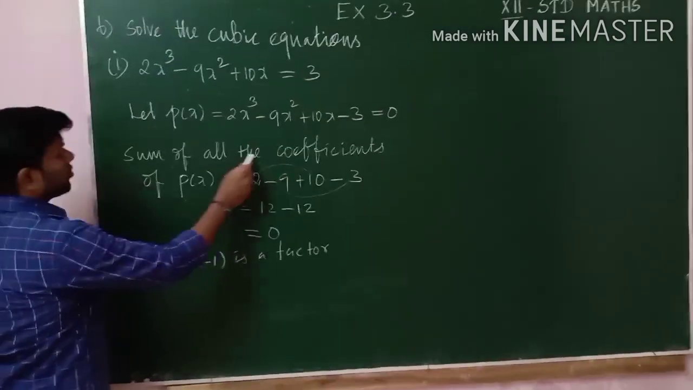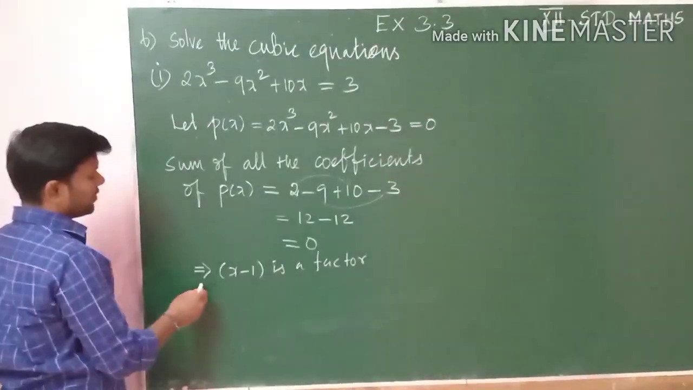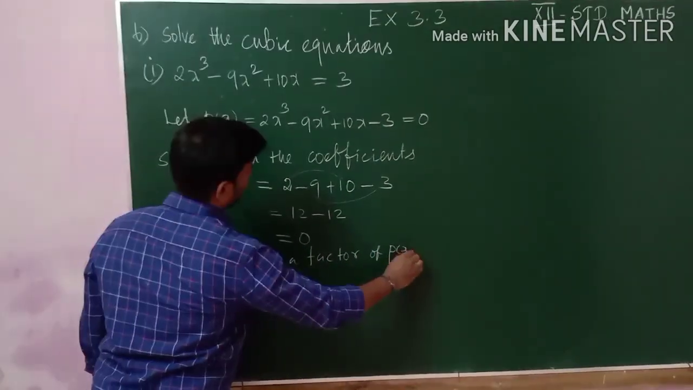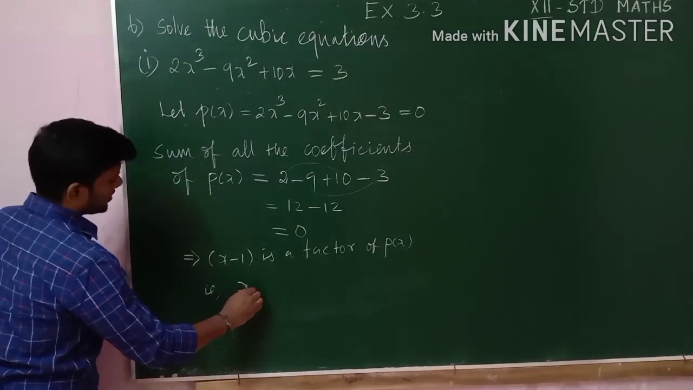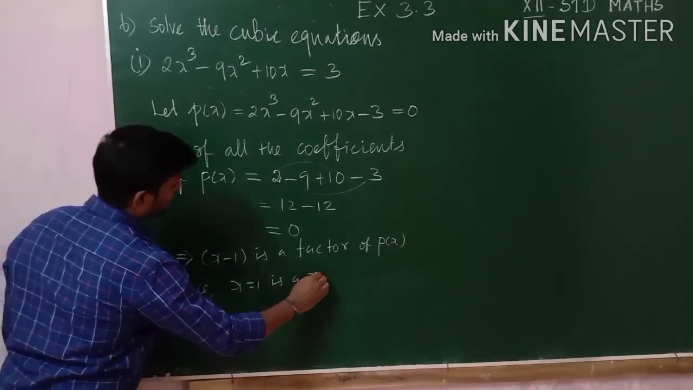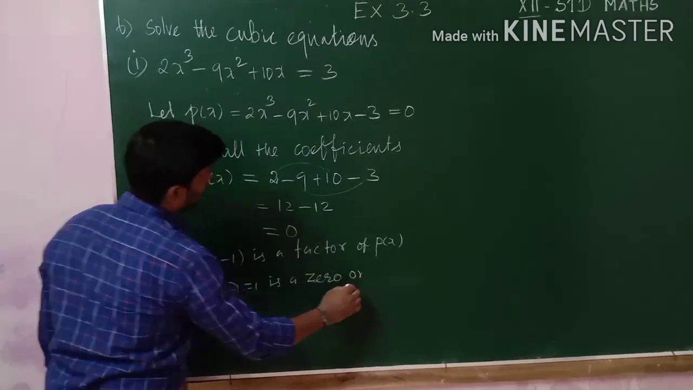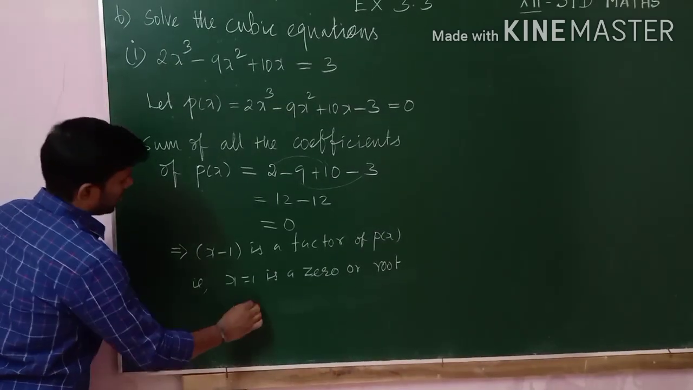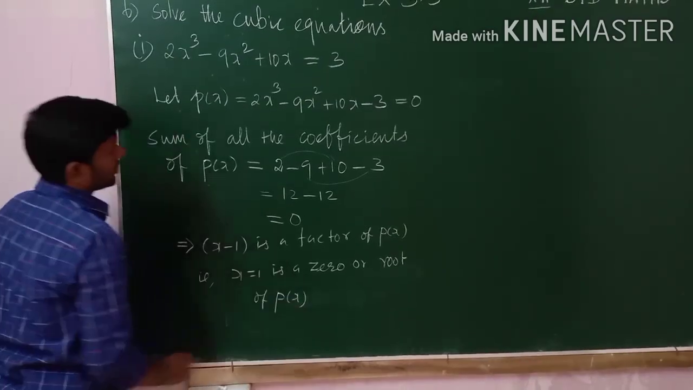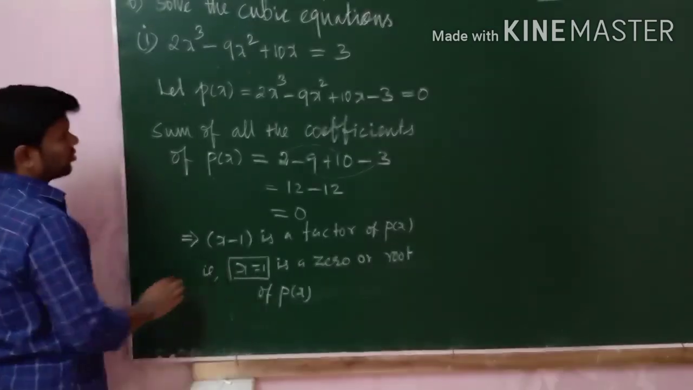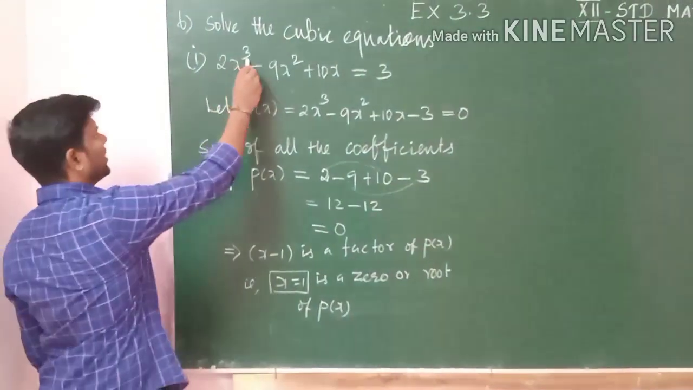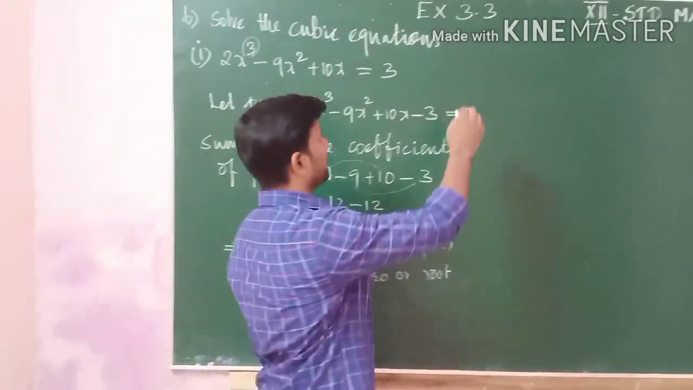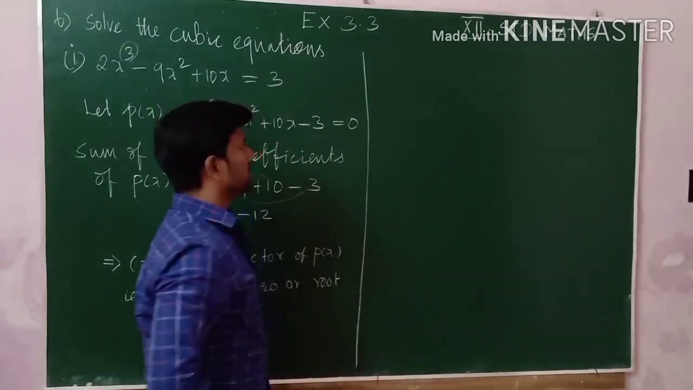So sum of all the coefficients of p of x equal to 0, which implies what? X minus 1 is a factor of p of x. That is, x is equal to 1 is a zero or a root of p of x. Okay? So we know one root, we have to find what? Other two roots, because here the degree of equation is what? 3. So we found one root, so we have to find the other two roots. How will you find? We will find using synthetic division.